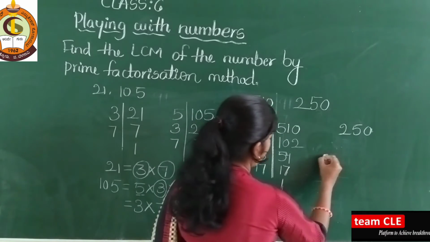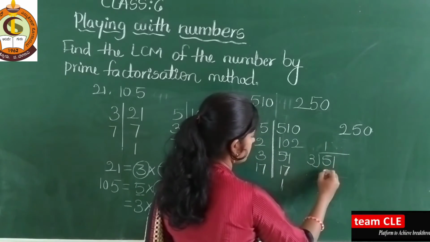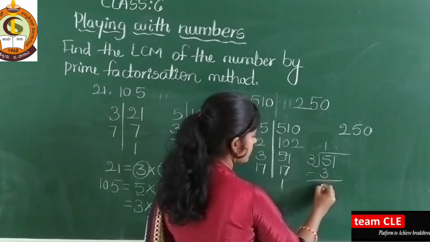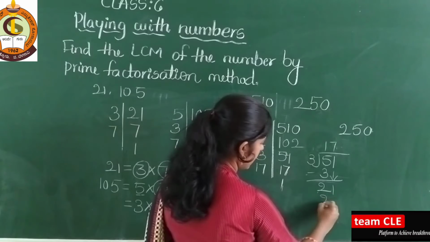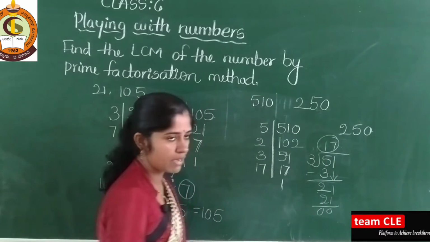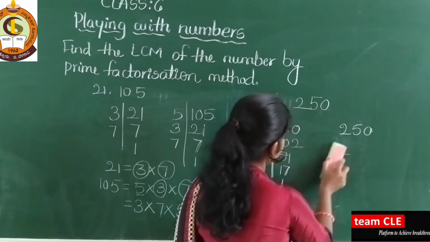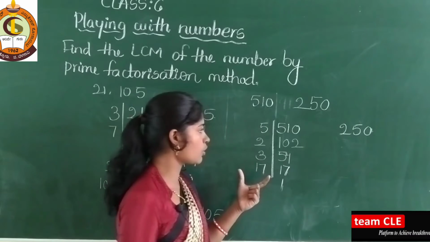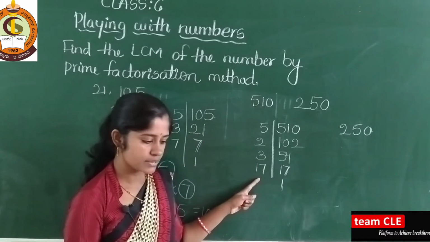So here if you have not understood, I will divide 51 by 3. 3 ones are 3, 5 minus 3 is 2, and again you take 1 down, 3 sevens are 21, 0, 0. So you have to write here 17, and 17 ones are 17. Next, see here, the factors of 510 are 5, 2, 3 and 17.